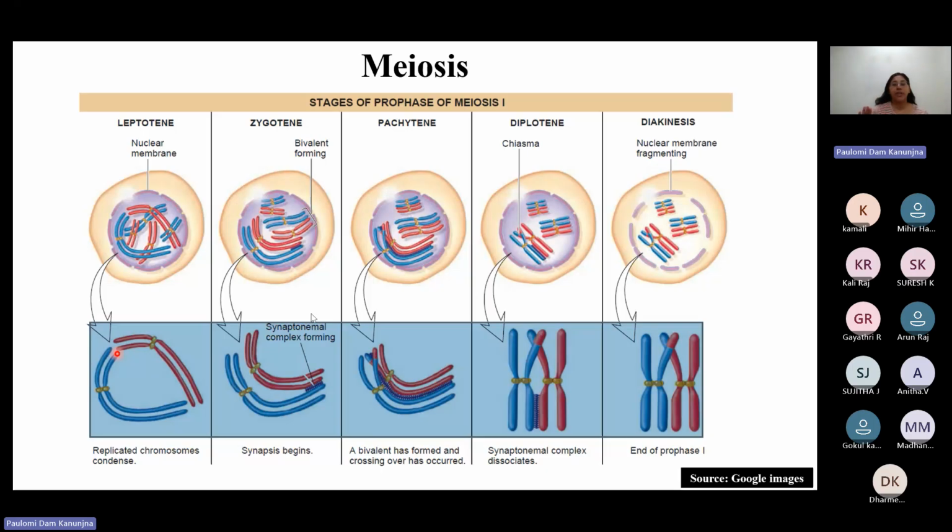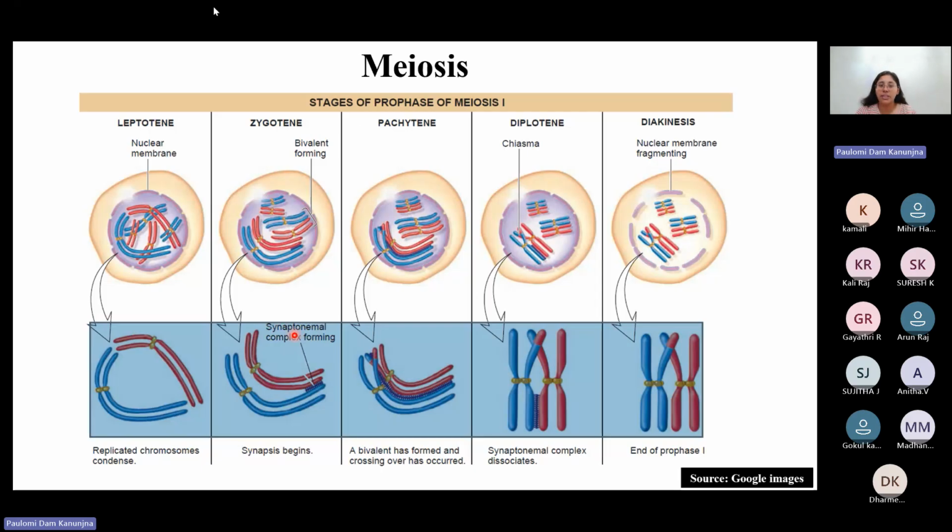Next phase is zygotene. In this, your homologous chromosomes begin pairing. So your homologous chromosomes, which are otherwise separated in the cell nucleus, will start coming closer to each other. What is a homologous chromosome? One from father, one from mother. So they come closer to each other. And then what do they form? They form something called the synaptonemal complex.